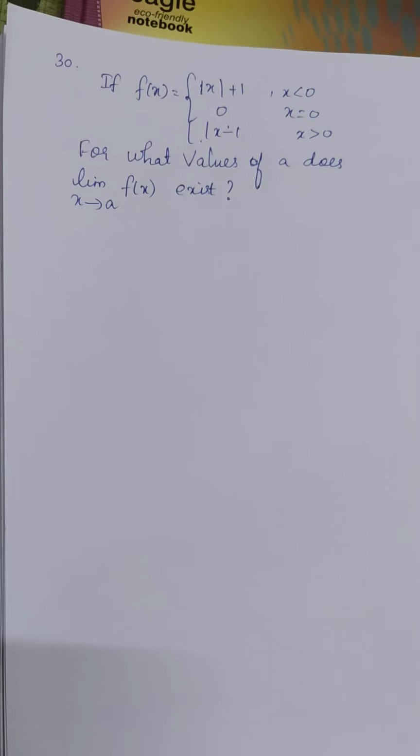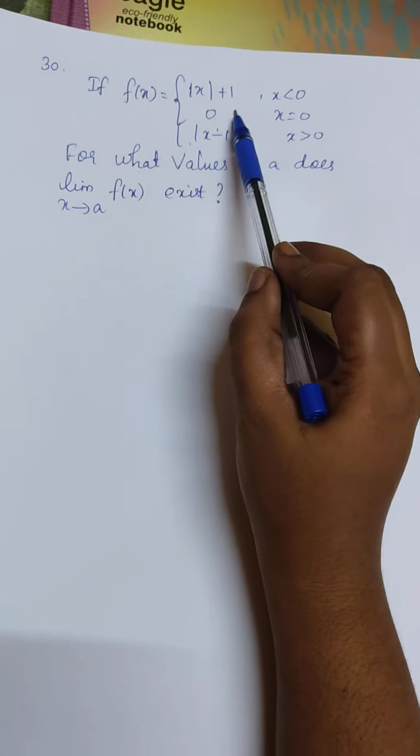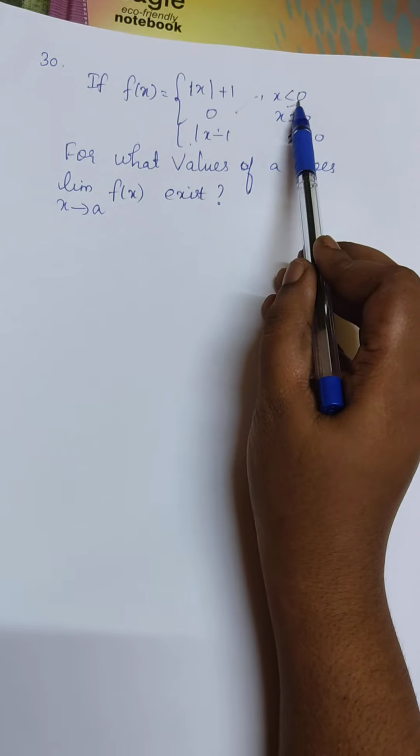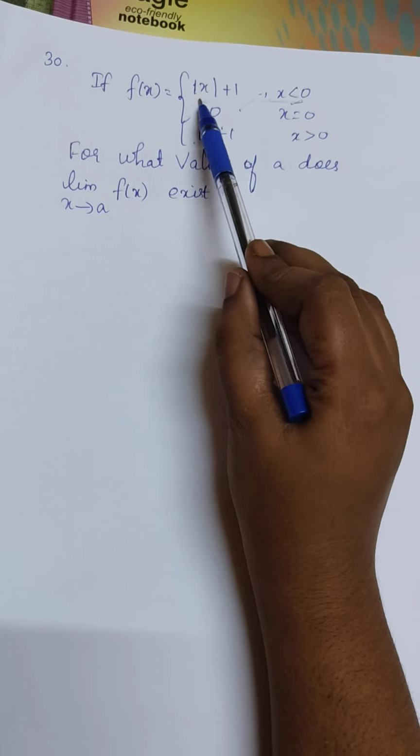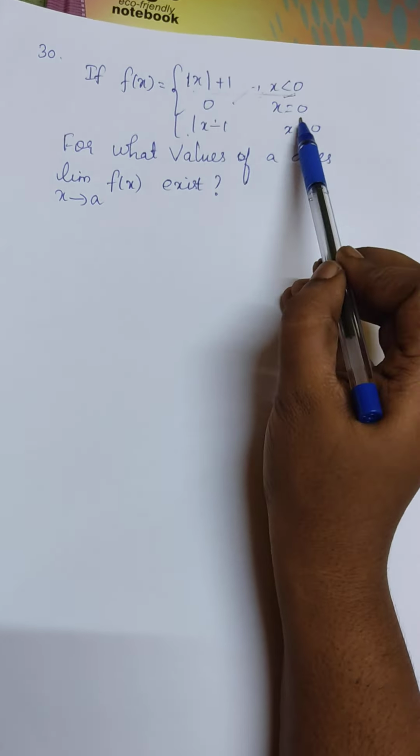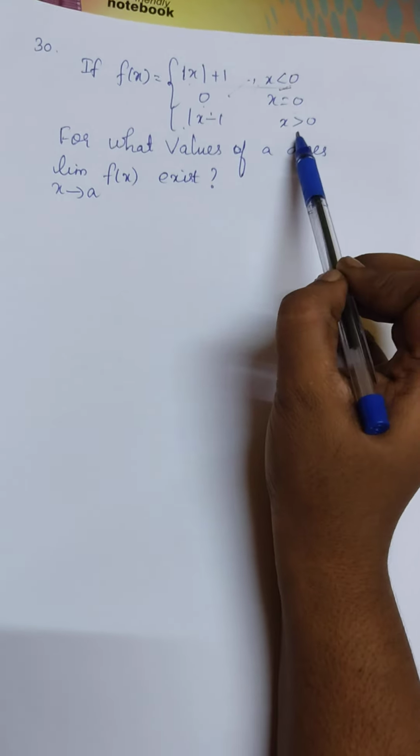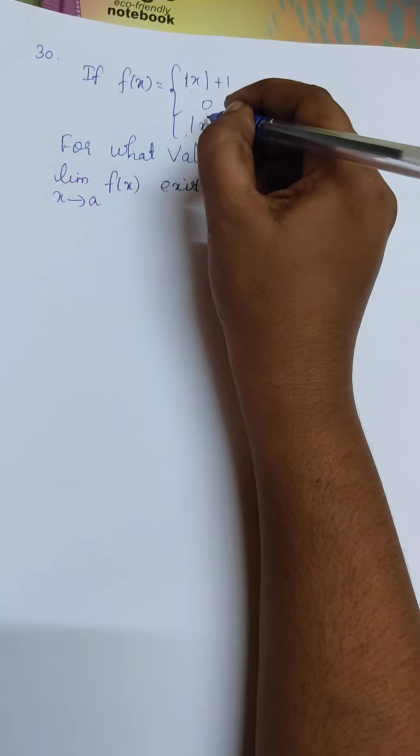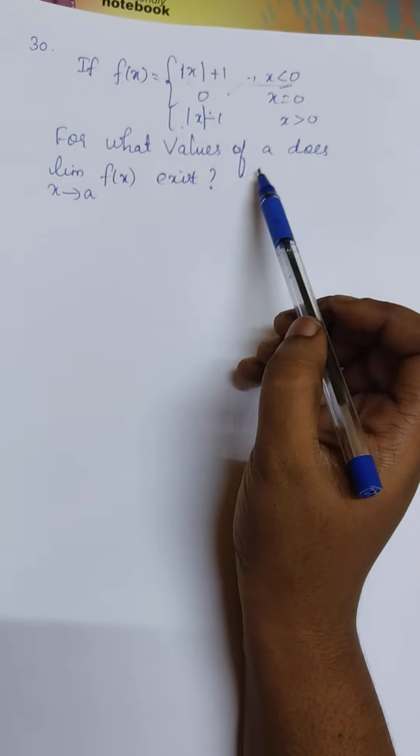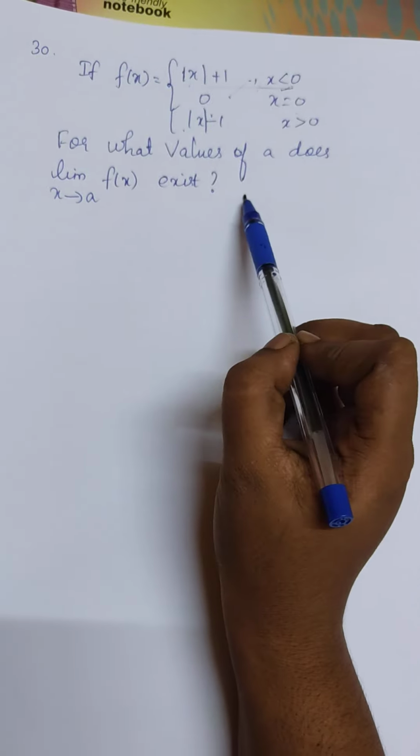Namaste one and all. So here we are given a function which has been defined like this. For x less than 0, we have mod of x plus 1. For x equal to 0, the functional value is equal to 0. For x positive, the functional value is mod of x minus 1. Now they are asking for the values of a for which the limit exists.